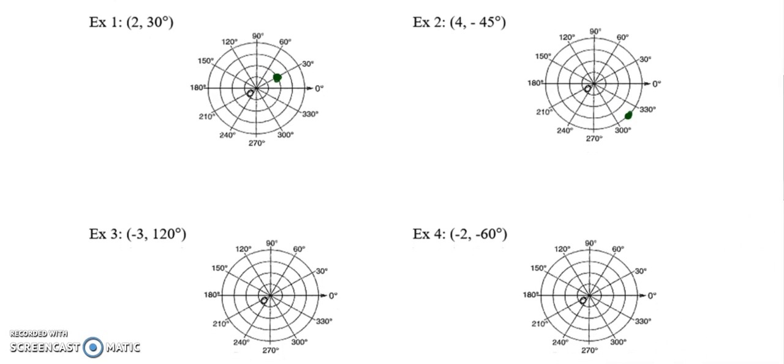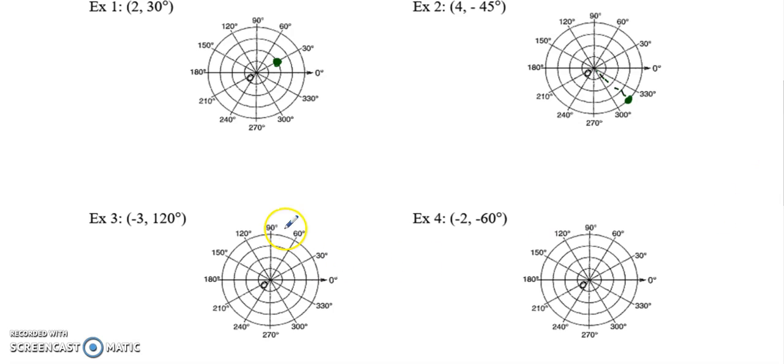So I look at it a little differently. Instead of thinking 2 out, then 30 degrees, I start on the direction. If I'm at that direction of 30 degrees, how far away? 1, 2. At the direction of negative 45, how far out? 4. So down here, when we have negative 3, 120, our direction of negative 120 degrees would be here.